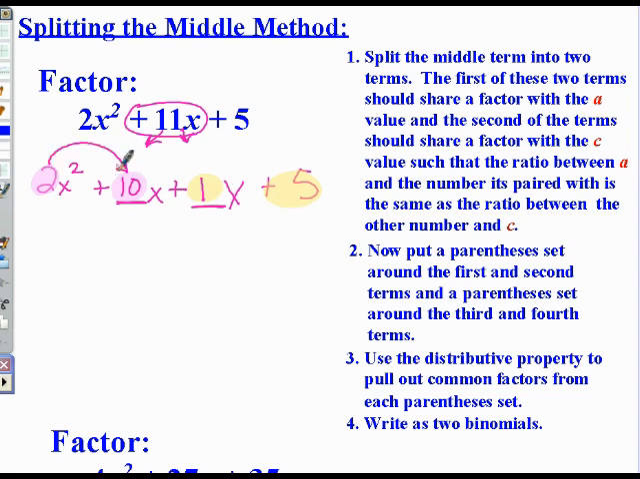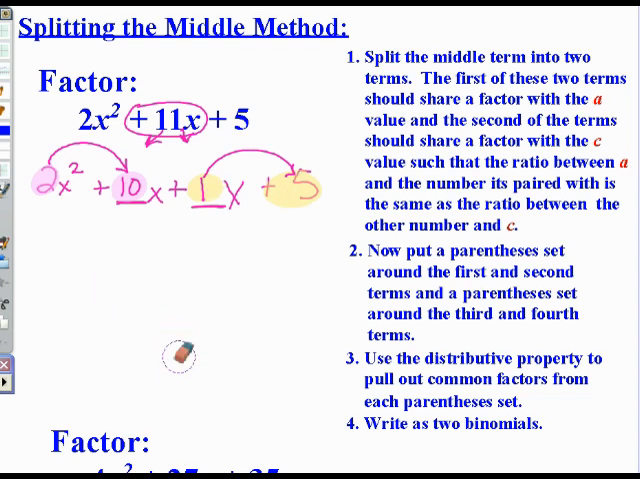2 is to 10, just like 1 is to 5. They both reduce to 1/5. They have a proportional relationship. So when you have it split so that you have a proportional relationship between these two numbers and these two numbers, you know you split it right.